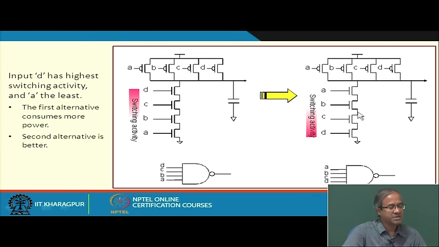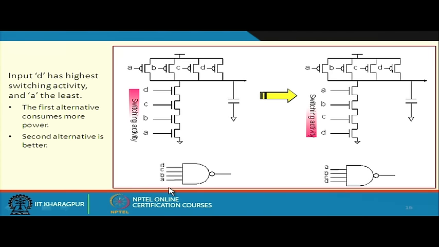So, this is one design philosophy you can adopt, where looking at the signal activity of the input, you can push the highest activity node to the lowest input, like here A, B, C, D will be a better input assignment rather than D, C, B, A.